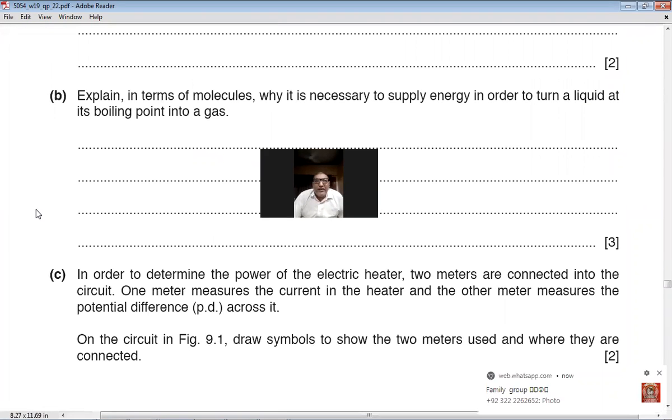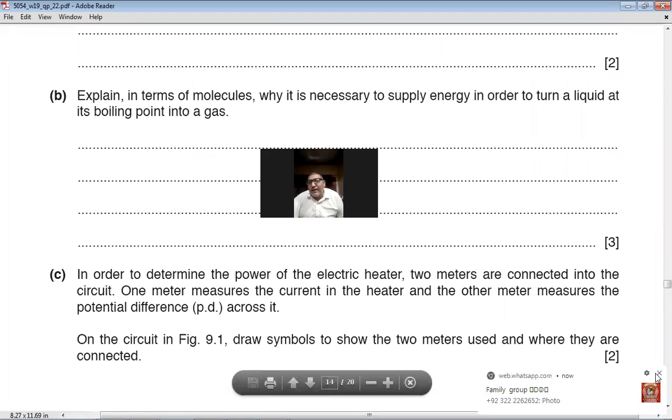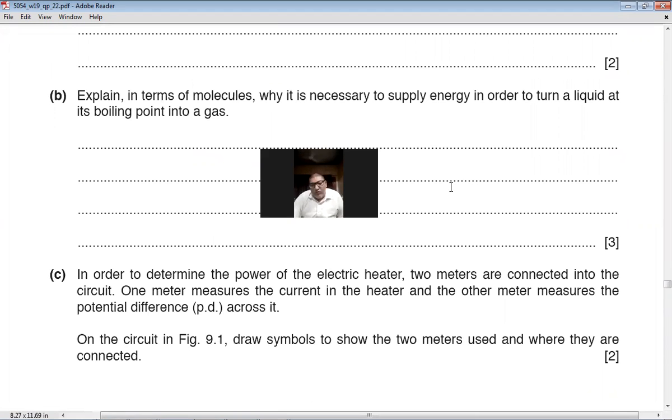Explain in terms of molecules why it is necessary to supply energy in order to turn a liquid at its boiling point into a gas. So why do we have to supply energy? The liquid is converting into gas and the temperature is already at boiling point, yet you are still providing energy. Where is that energy used? That energy is used to break the intermolecular bonds completely, to overcome the intermolecular forces, and to move the molecules of the liquid away from each other.